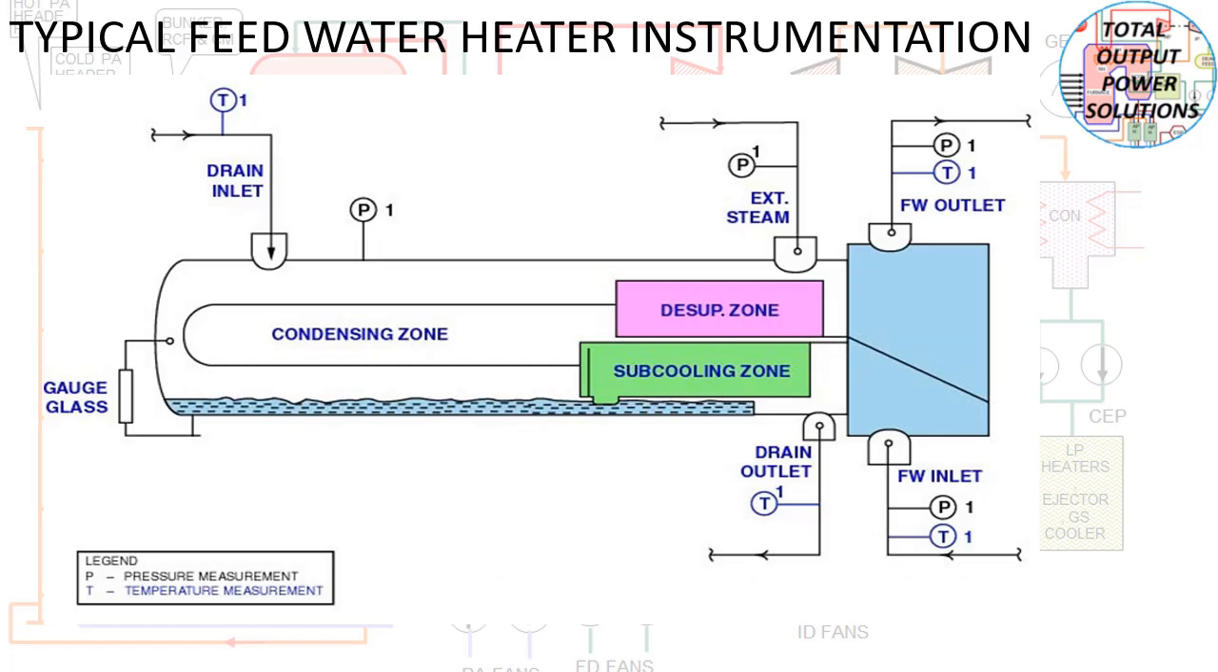Then the extraction steam is supplied at a point here. Then there is a desuperheating zone, and then the steam passes over the subcooling zone. There is a gauge glass which is showing you the water level, because there is some condensate present. As the extraction steam gets cooled it will create some condensation, and that level is being maintained there. The drain outlet is also shown here, from that point.